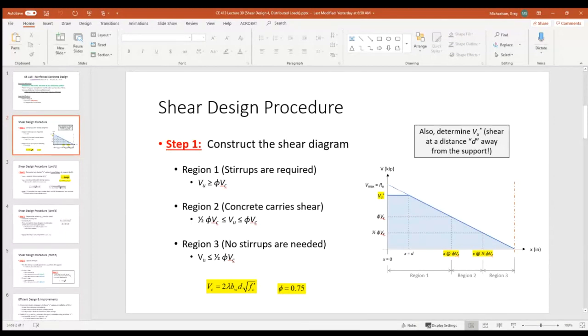And so when you construct the shear diagram, you need 3 points. You need Vu star, which is the shear at a distance d away from the support. And then you also need to know the x coordinates at phi Vc and half of phi Vc. And just so everybody has it, I have the equations down below. Vc is 2 lambda bw d square root of fc prime. And then don't forget phi is 0.75.